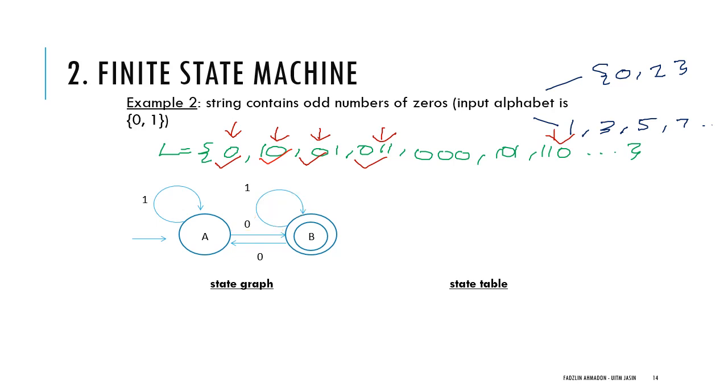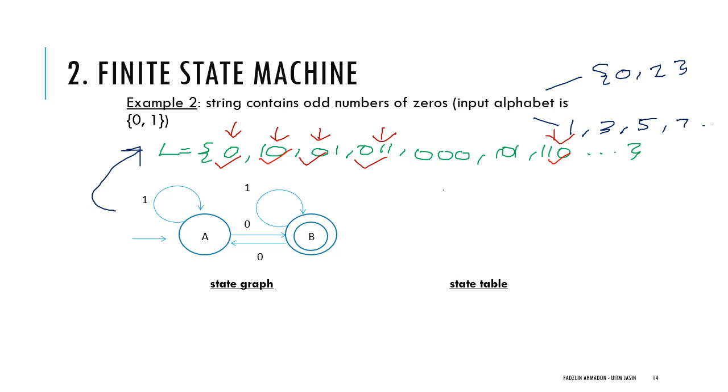1 1 0, accepting state, correct. So we can safely say that the state graph given to us here correctly represents this statement. Next, let's draw the state table for our state graph.